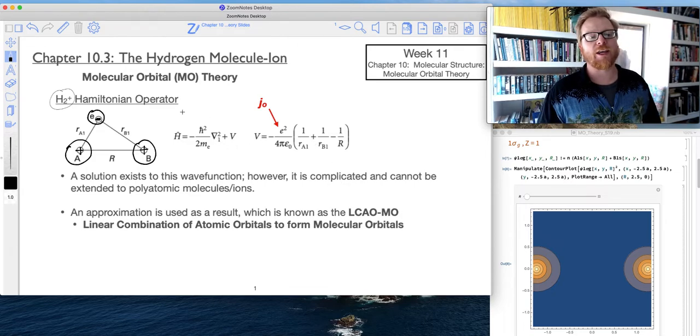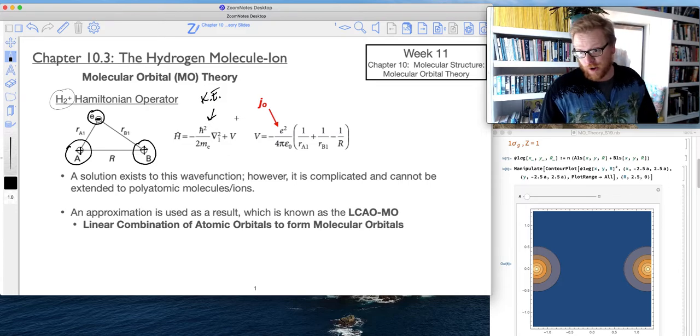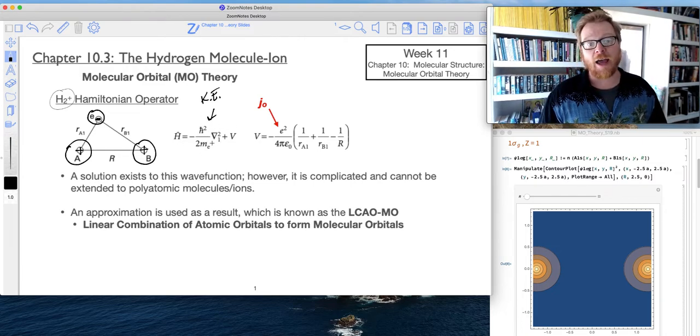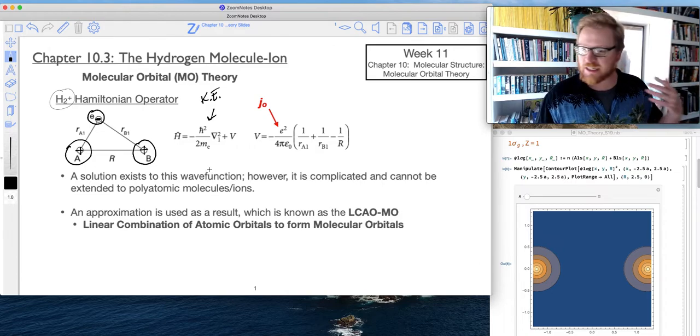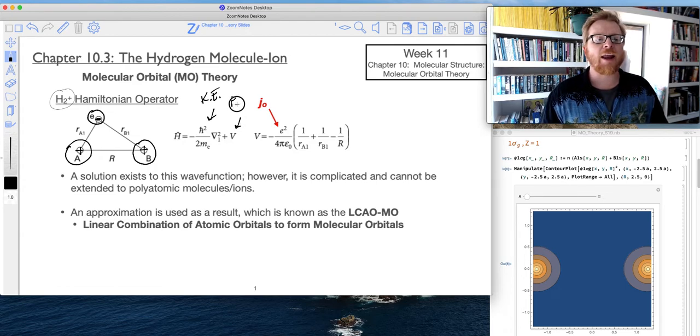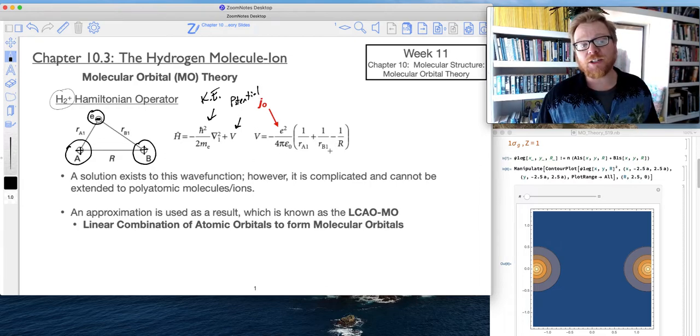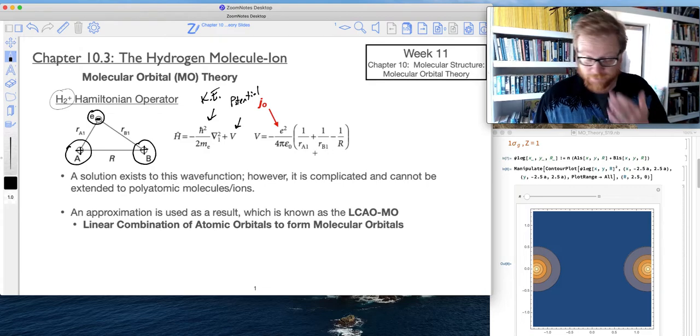Okay, so here is our Hamiltonian operator, right? We know that we've got a kinetic energy term, and it's the same as what we've seen before, negative h bar squared divided by 2me times del squared, where we know del squared is the second derivative in terms of xyz or in terms of r theta phi, right? And then we also know that we've got a potential energy term, which is listed right here, and it's entirely due to Coulomb's law, okay?